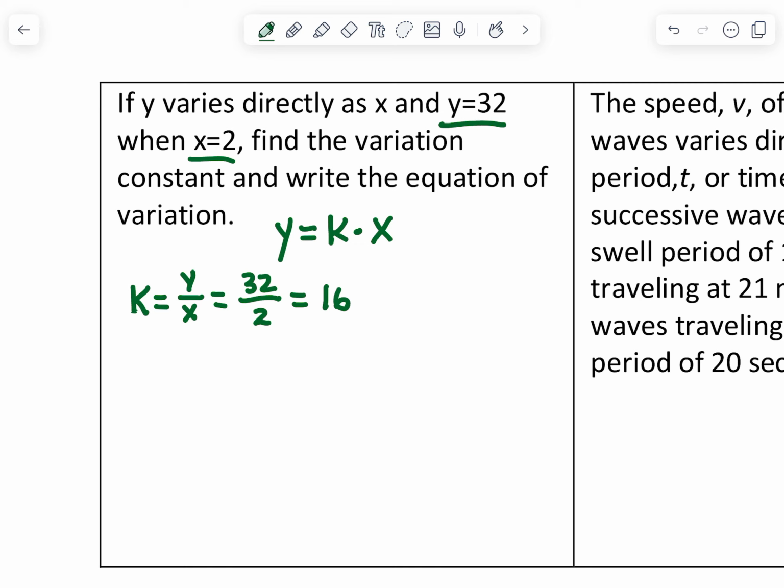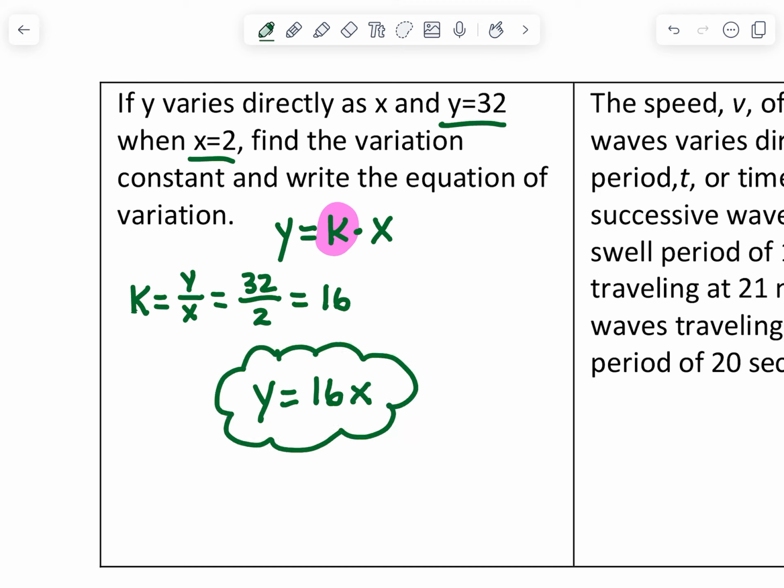The second part says, write the equation of variation. Well, that's simple because all we need to do is rewrite this initial equation, but substitute 16 in for k. So we get y equals 16 times x, or y equals 16x. This is called the variation equation or the equation of variation.